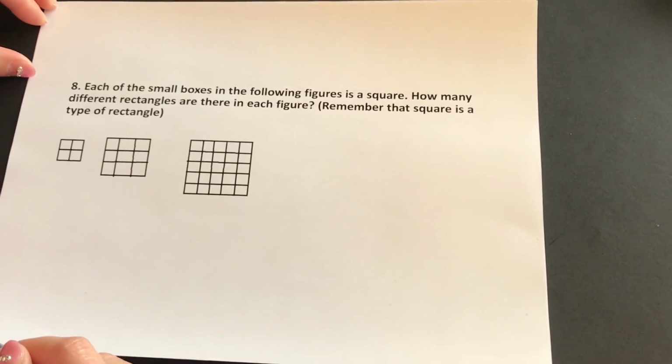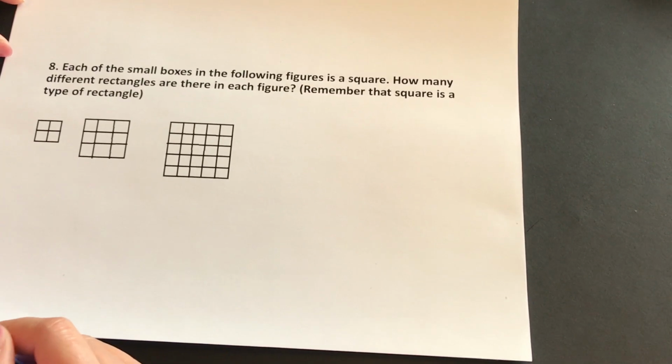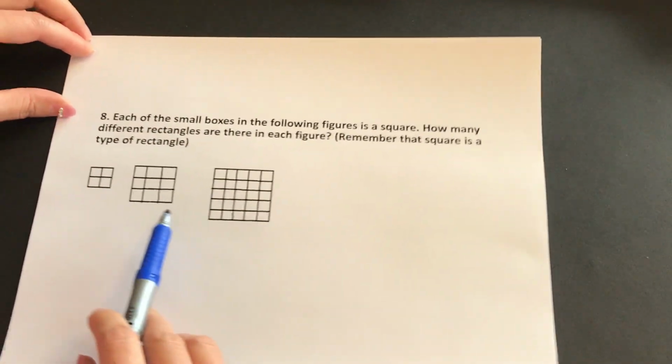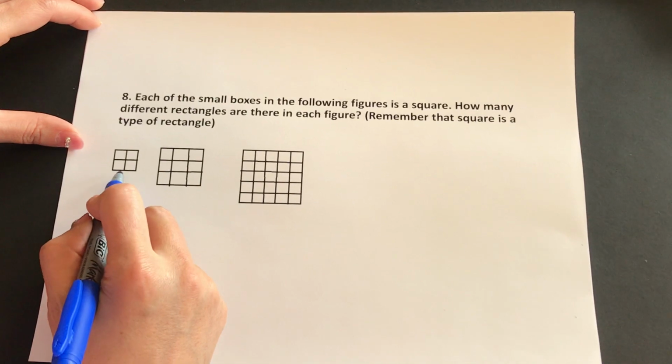Number 8, each of the small boxes in the following figures is a square. How many different rectangles are there in each figure? Remember that a square is a type of rectangle as well. Okay, let's start with the easiest one.